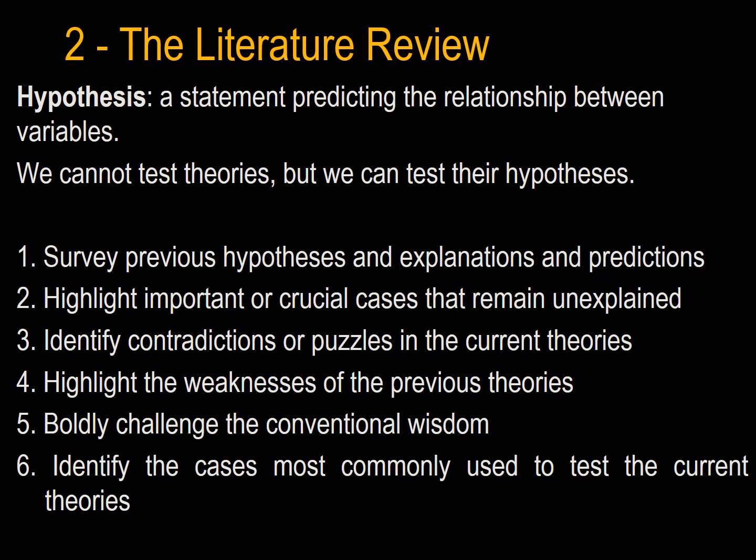The second element of the scientific paper is the literature review. So you start with a literature review of the current hypotheses. What do most people think about a particular issue or a particular problem? So you want to start by specifically identifying their hypotheses. A hypothesis is a statement predicting the relationship between variables. In other words, an economic collapse will reduce the legitimacy of the government.